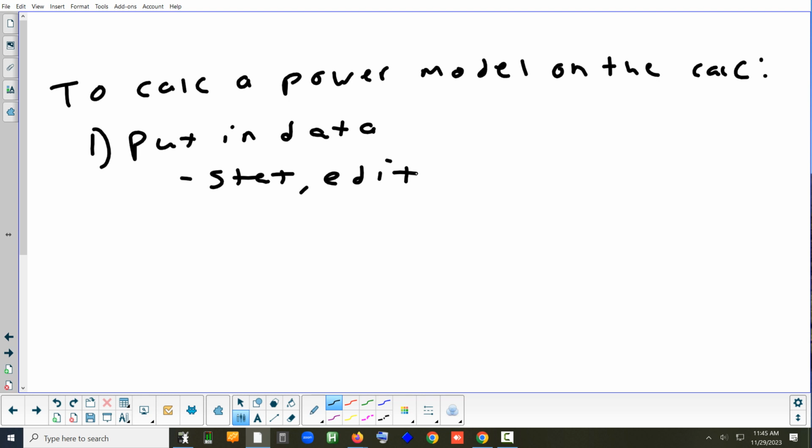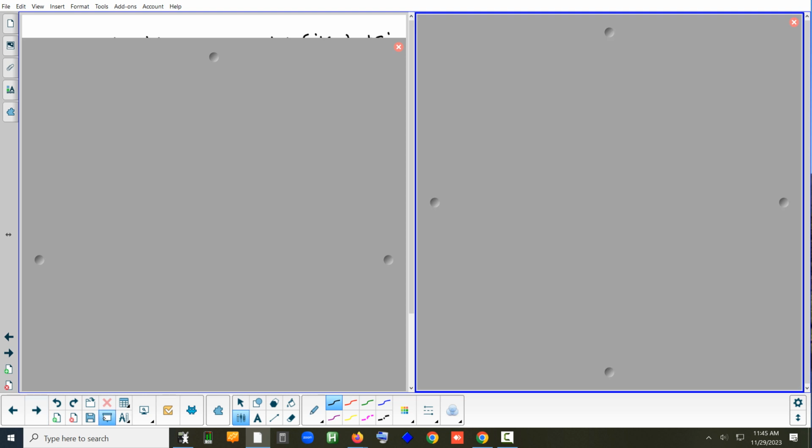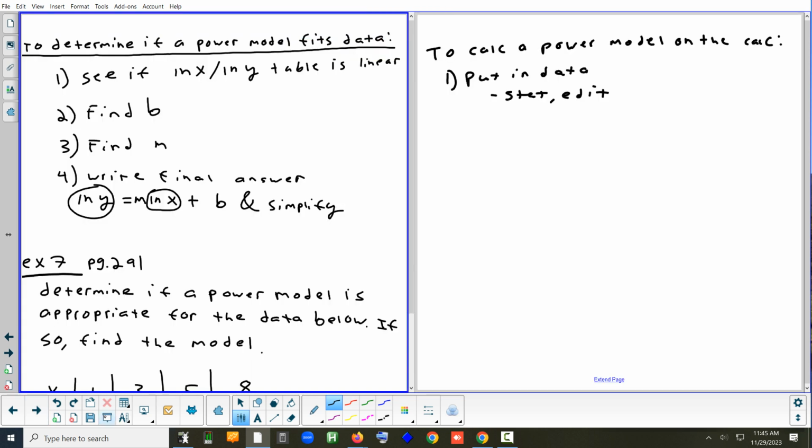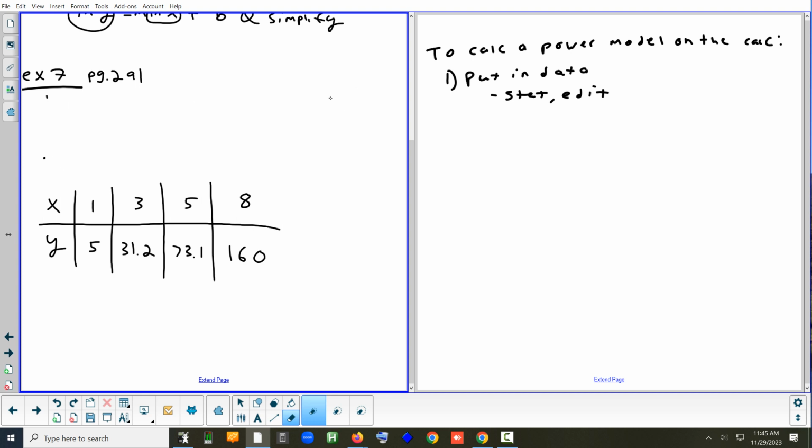So let's do that. Let's do it as we go here. Let me give you some data. Let's do this one. So the directions for this are going to be just: find a power model. That's all. Find a power model, power function. Find an equation that's a power function. Same thing.